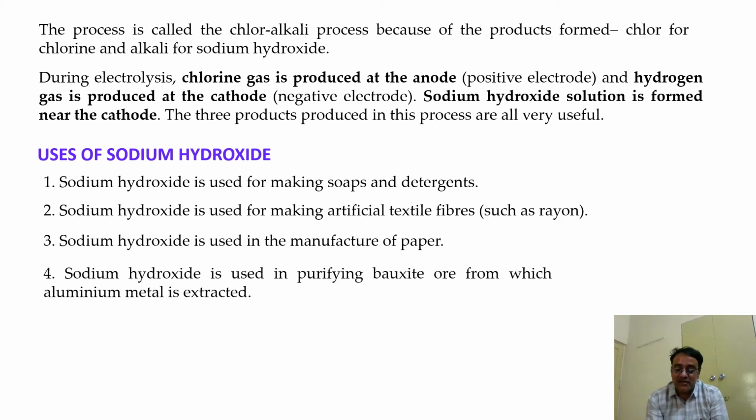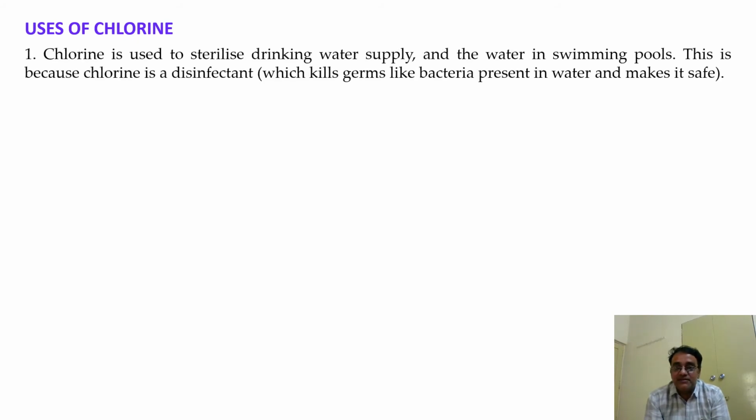The next is it is also used in degreasing metals, oil refining, and making dyes and bleaches. Okay, now we'll see the uses of chlorine. Chlorine is very useful for us. It is used to sterilize the drinking water supply and the water in swimming pools. This is the first use. This is because chlorine is a disinfectant which kills germs like bacteria present in water and makes it safe.